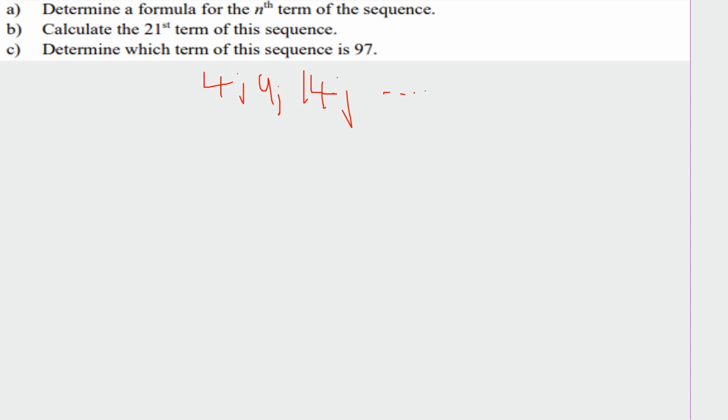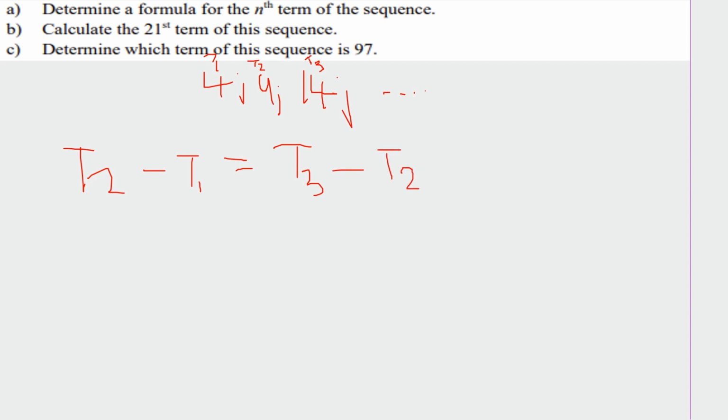You will first check if this is an arithmetic sequence by identifying now this is our term 1, this is our term 2, and this will be our term number 3. So now you use the formula: T2 subtract T1 is equal to T3 subtract T2.